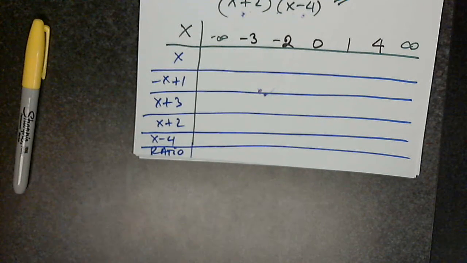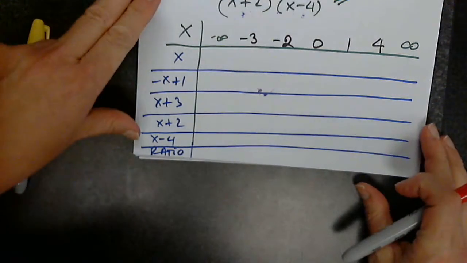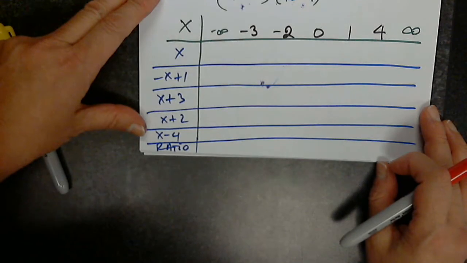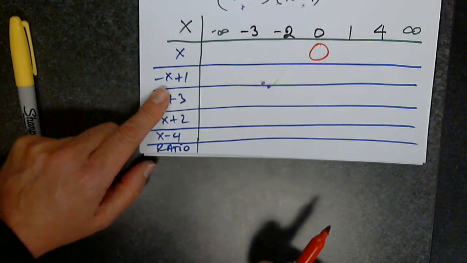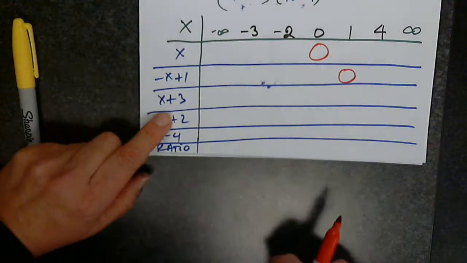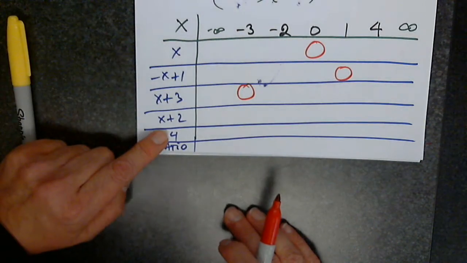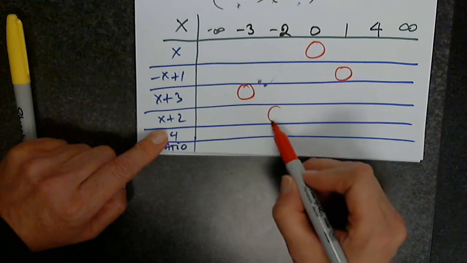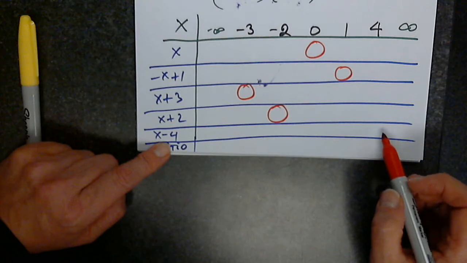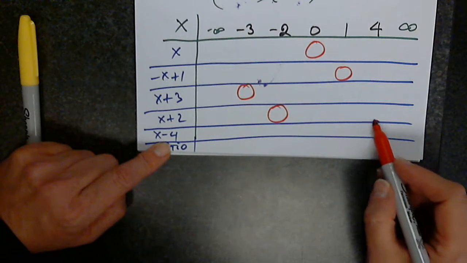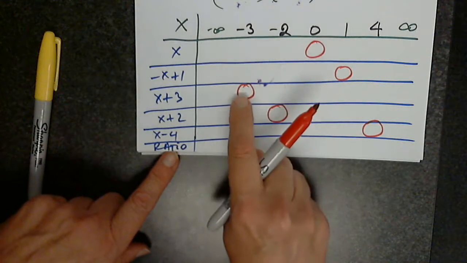Good. So now there must be a 0 in the first row. Under? Under 0. There must be a 0 in the next row. Under? Perfect. Must be a 0 somewhere for x plus 3. There must be a 0 for x plus 2. And there must be a 0 for x minus 4. Under 4. Good.